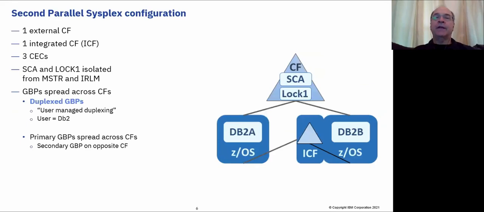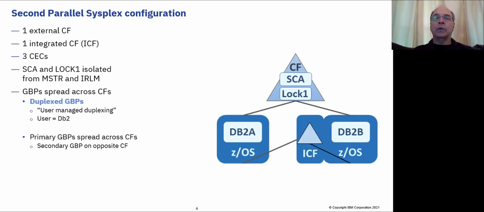The next configuration was after IBM introduced the integrated coupling facility. So we take one of those coupling facilities and take its LPAR and put it inboard on a system where there is also or already a z/OS and DB2 exploiter. So now we have three systems or three CECs, and as long as we keep the lock and the SCA on the external coupling facility, we can still tolerate a failure of any single system.